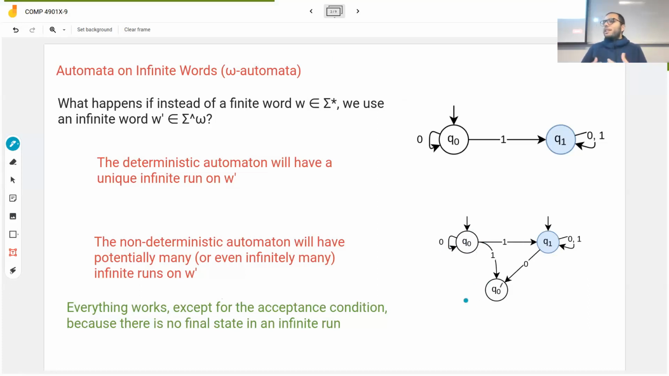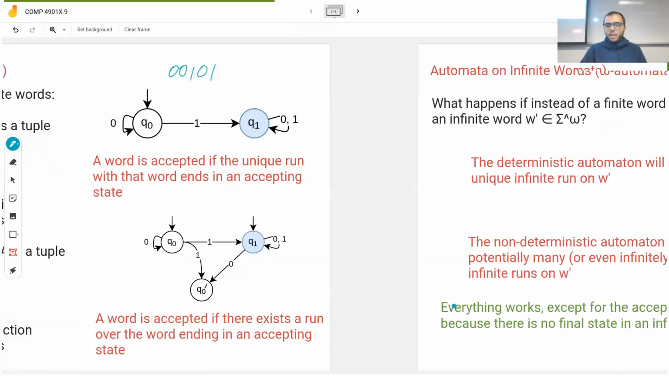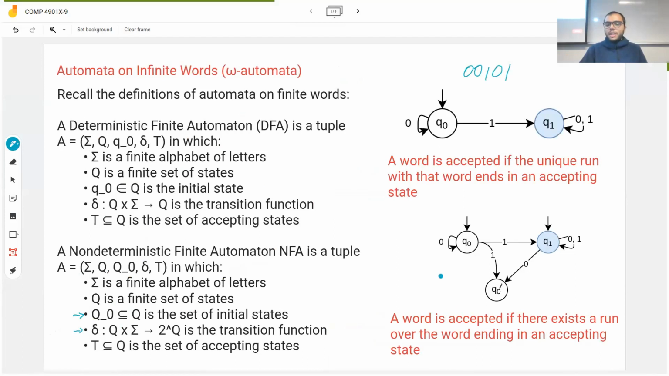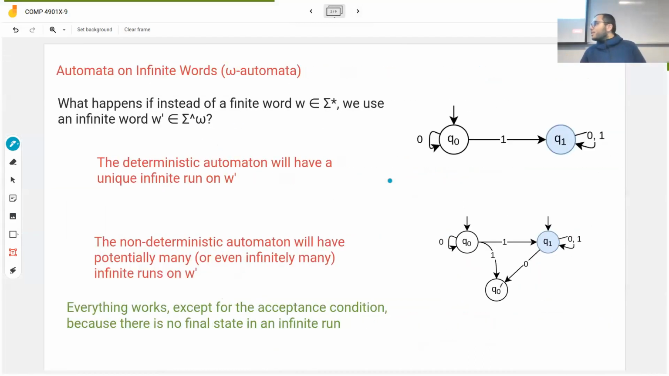So it's possible that I have an automaton and a particular infinite word, and when I feed this infinite word to my automaton, I have infinitely many different runs. And of course, every run itself is infinite. But fine, we don't really have a problem with having many runs because we can use the same solution as before. Before, I said that a word is accepted if there is a run over that word that is accepted. So here I can use the same technique.